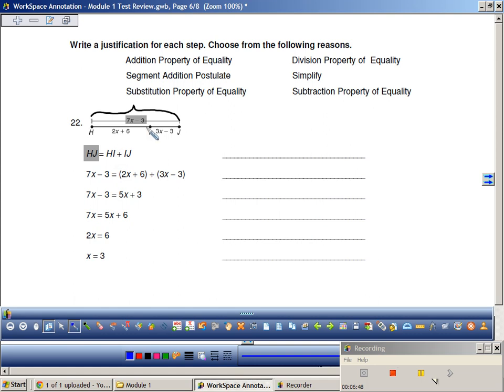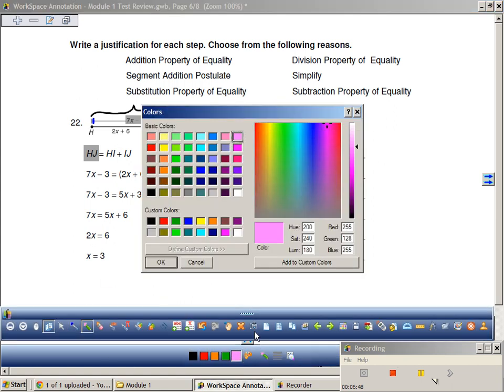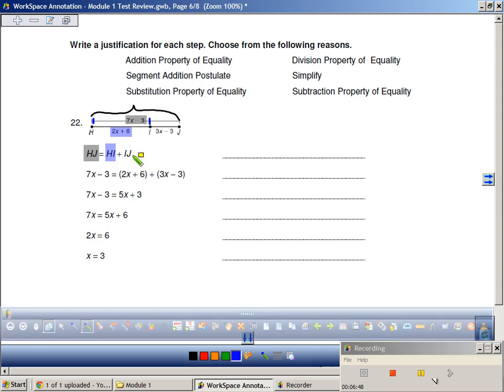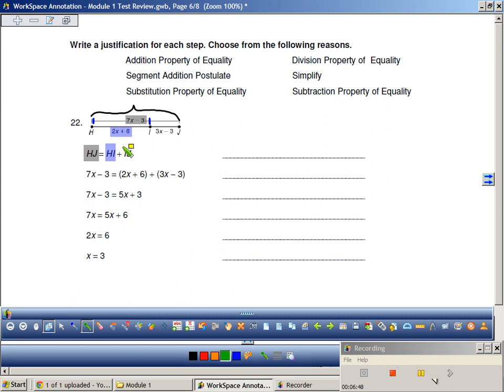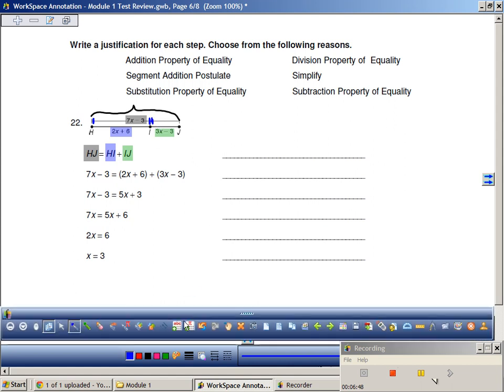Then we have Hi. Well, Hi is from here to here, correct? And they've already given us that as well. That one is 2x plus 6. And then they also say plus Ij. Well, Ij is here and here. Yes? From here, oops, it didn't change color. From here to here.